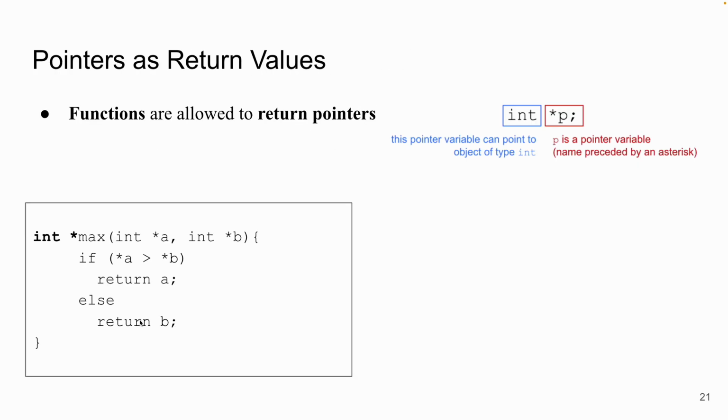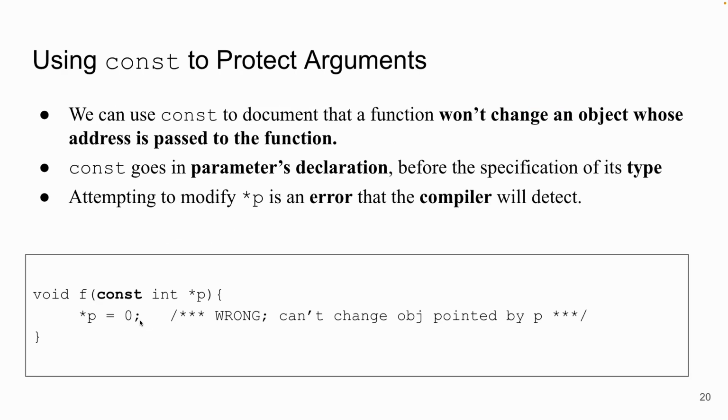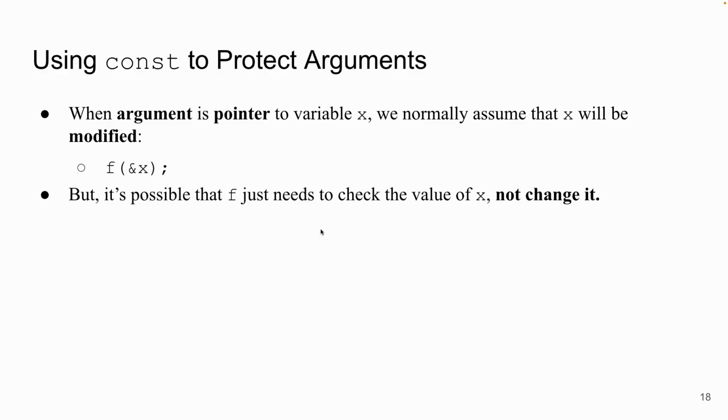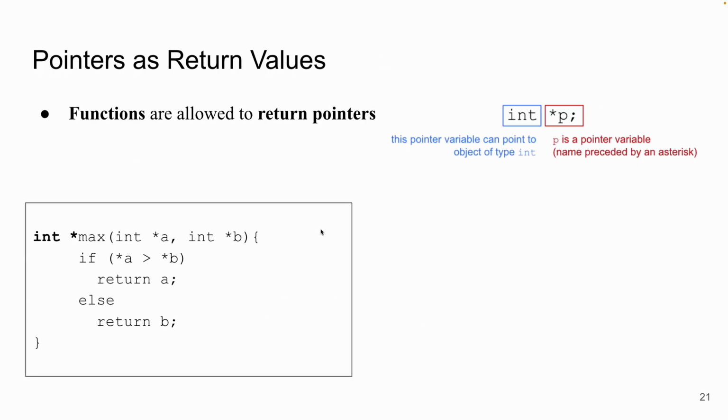Okay, the next topic I want to introduce is using a pointer as a return value. In the previous slide, I introduced how to use pointers as arguments, how we can specify that some parameters of the functions need to be pointer variables. However, the function itself can also return a pointer. To allow functions to return a pointer, we need to change the return type of the function.